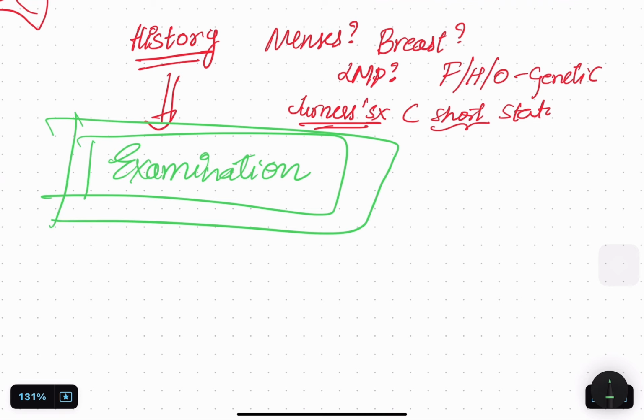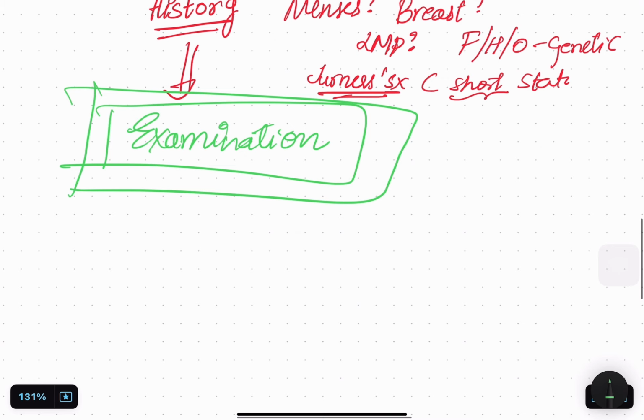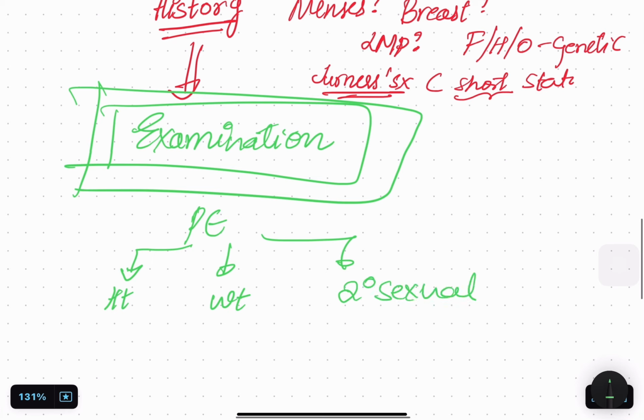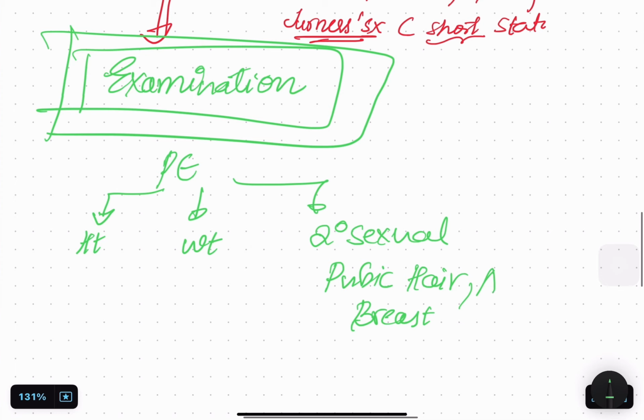Okay. So now you will do a physical examination. What do you think a physical examination includes? I will check height. I will check weight. Okay. I will check secondary sexual characters like pubic hair development, breast development, axillary hair development. I would say, your concept.